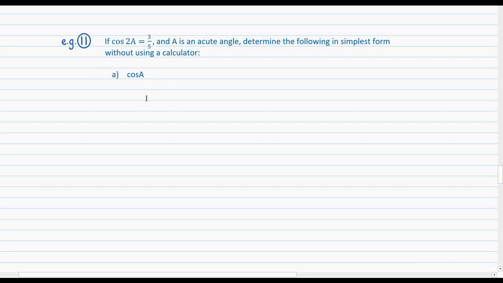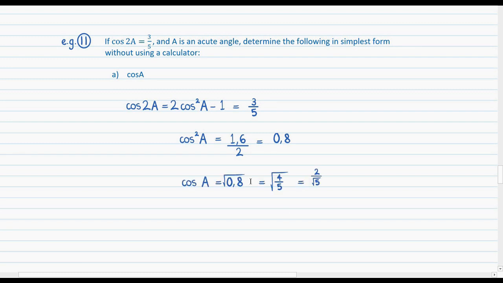The first piece of information we can use is the fact that cos 2A is equal to 3 over 5. So we have cos 2A, and then we can represent it using one of the three forms. In this case, it makes sense to use the form which has only cos in it, so you can make cos A the subject. That form would be 2 cos squared A minus 1, which would just be equal to 3 over 5. Then we just have to rearrange to make cos A the subject. You end up with cos squared A equal to 0,8, and therefore cos A would just be the square root of 0,8.